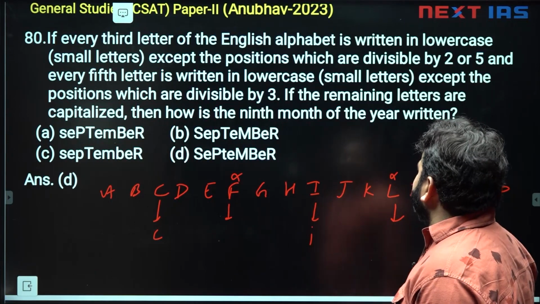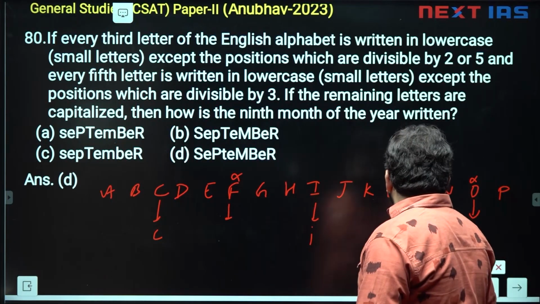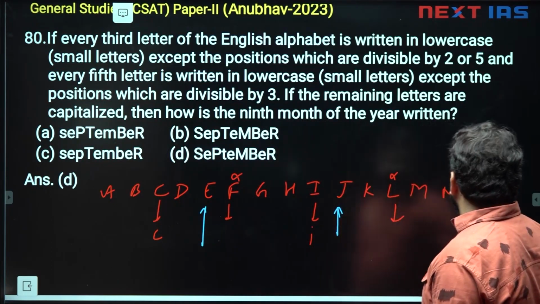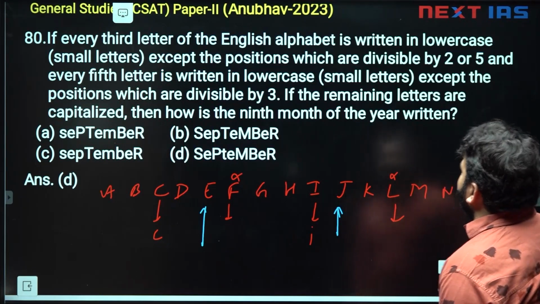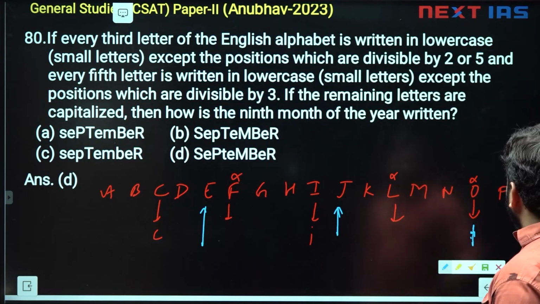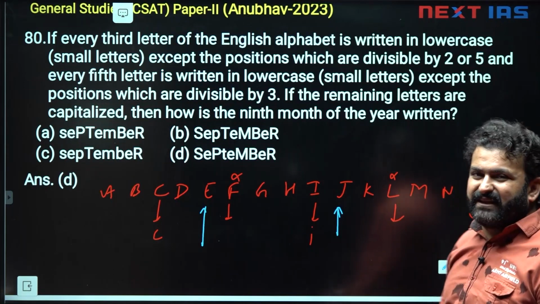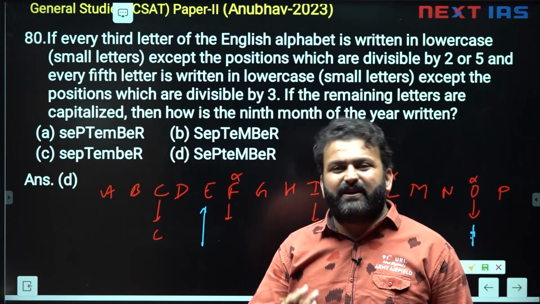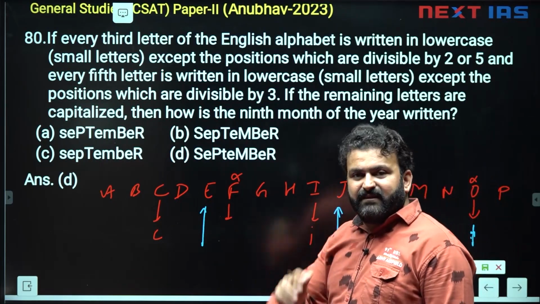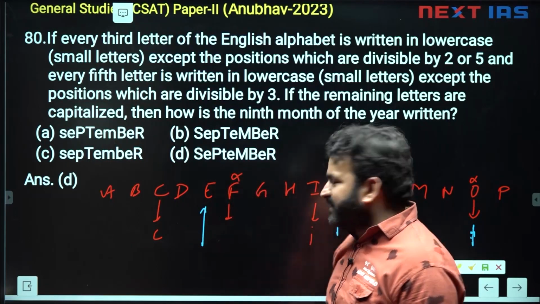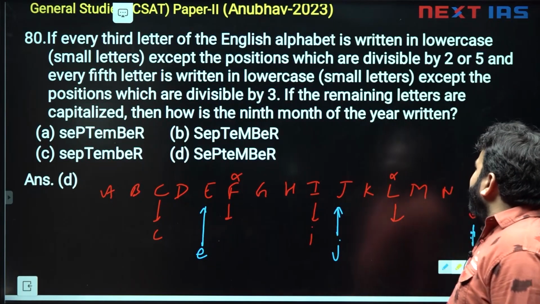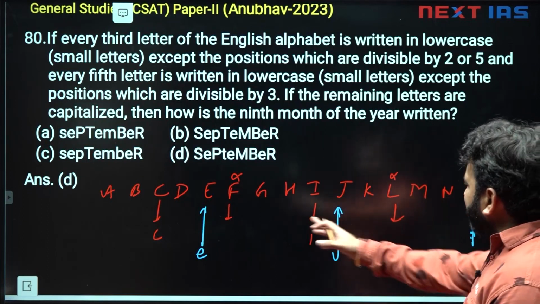And every fifth letter is written in the lower case. Now the fifth letters, that is E, J, O, are written in the lower case except the positions which are divisible by 3. So divisible by both 5 and 3, only the 15th position. Up to 26, the LCM of 5 and 3 is 15, so in 26 alphabets only the 15th position. So except O, these positions 5, 10, 20, 25 will be written in small. So this became small, E, this became small, J, like this. The remaining letters are capitalized. These are small, all the rest are capital.